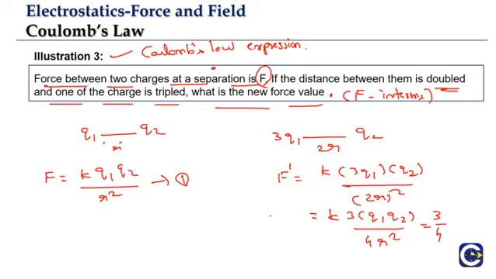K Q1 Q2 by R square is F. So we can have it as 3 by 4 F. So in the second scenario, after we doubled the distance between them and tripled one of the charges, the new force between them is F dash equal to 3 by 4 F. So this is basically a scenario based question, or case based question, as we call it.